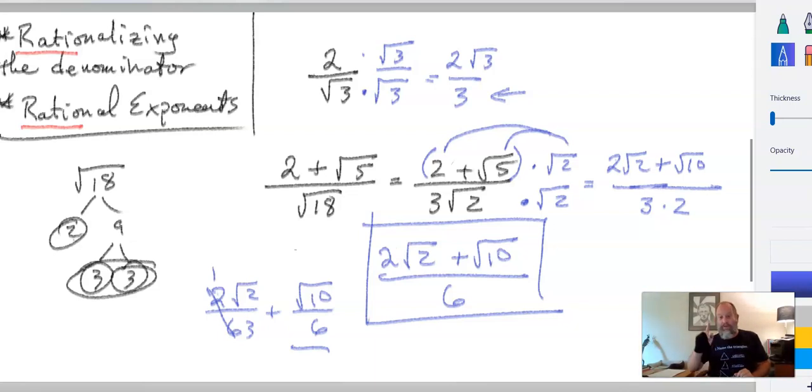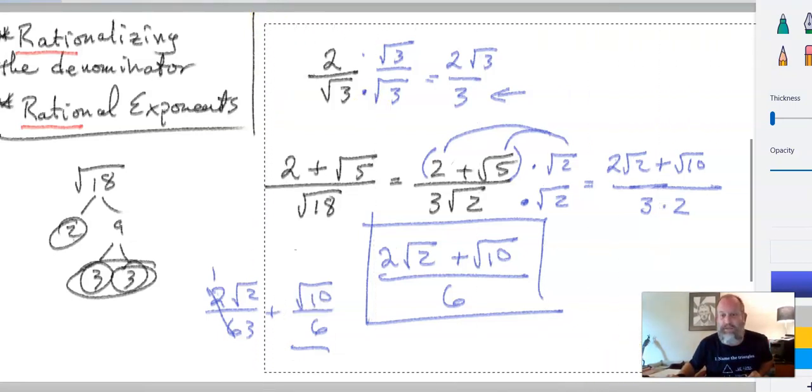Okay, so that's actually our first case. When you have a single term, a monomial term in the denominator, if there's a radical in there, you just need to multiply by the radical, whatever that radical happens to be. Okay, so let's go ahead and clear some of this off here, and we'll take a look.